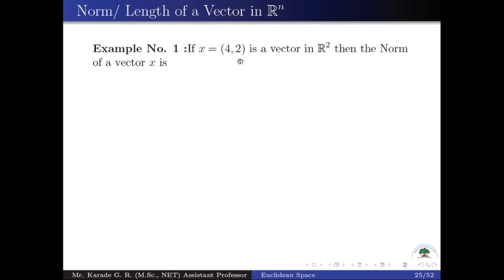If x = (4, 2) is a vector in R2, then the norm of the vector x is the square root of... So by definition, how to find the norm of vector x? It is equal to the square root of the addition of squares of its components. So 4 square plus 2 square, it is equal to the square root of 4 square is 16 plus 2 square is 4, and it is equal to the square root of 16 plus 4, which is 20.